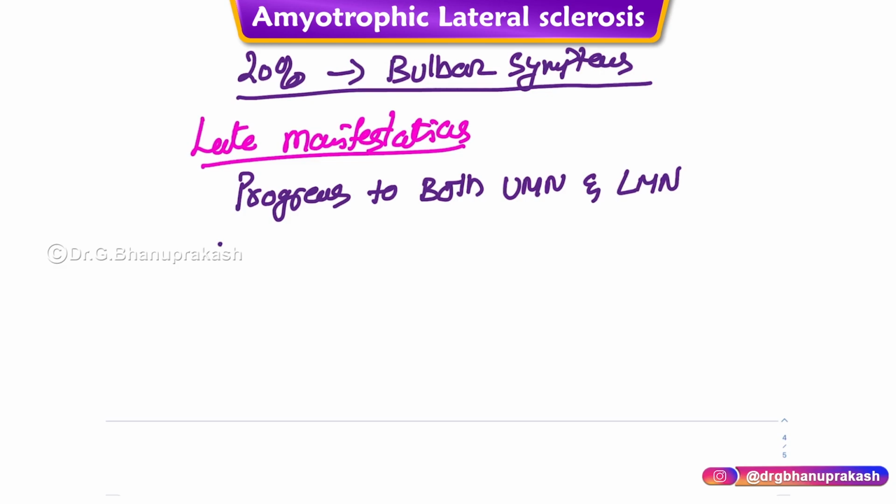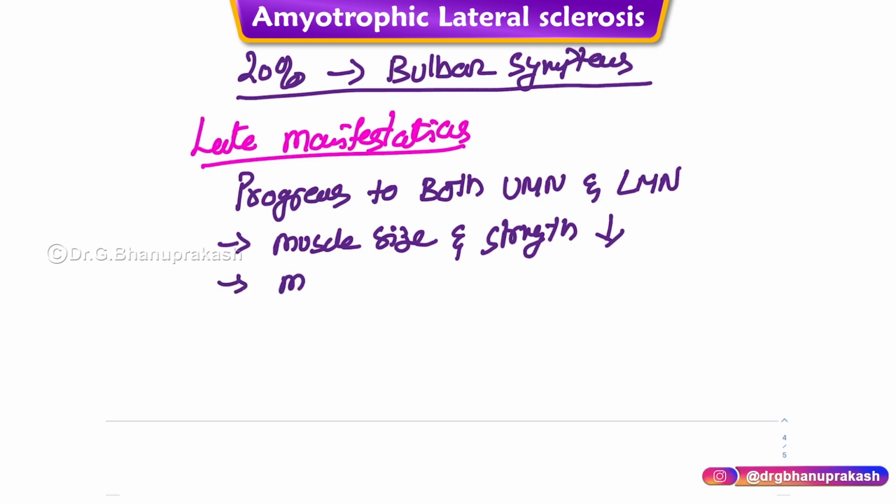Generally in these patients in the late manifestations, there will be a gradual, progressive atrophy; muscle size and strength begin to decrease drastically. And the patients will also experience muscle fasciculations.